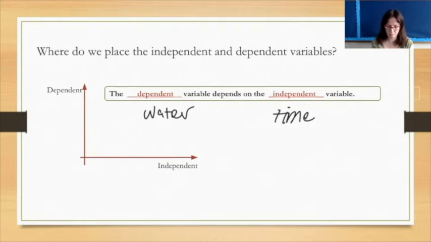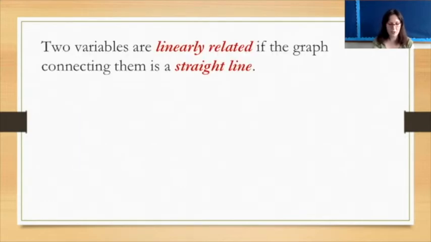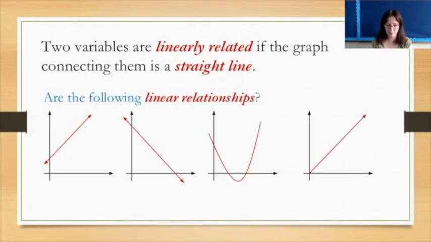So as one example. Okay, so two variables are linearly related if the graph connecting them is a straight line. I often like to think about the word linear having the word line in it, so that's a way of remembering that we're dealing with straight lines here. Which of the following are linear relationships, out of 1, 2, 3 and 4? So 1, 2 and 4 are straight line graphs. It doesn't matter if they're ascending or descending, that's fine, but number 3 is not.